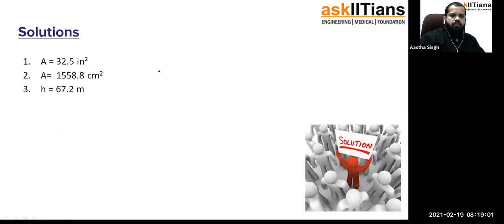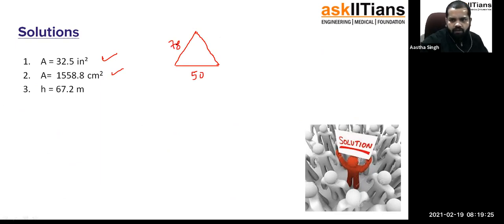So here are the answers for first and second, right? 32.5. Let me tell you what the third question is telling. You are given a triangular field whose two sides are, let's suppose this is 50 and this is 78, right? Yeah, 78. And you know the perimeter. Perimeter is also given as 240.